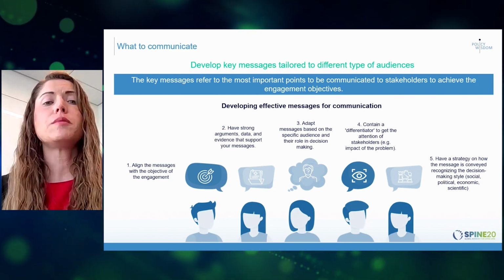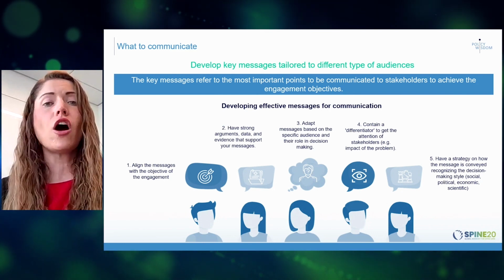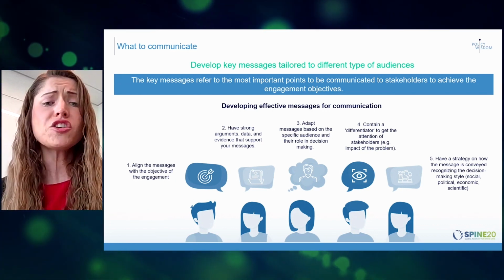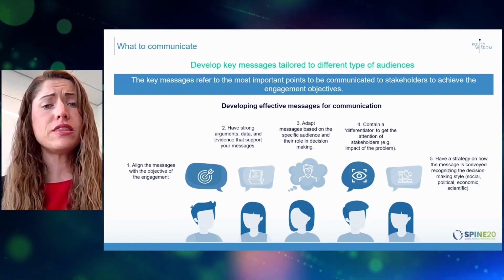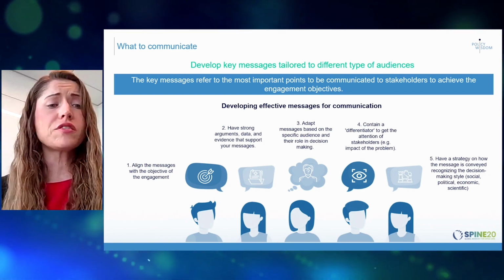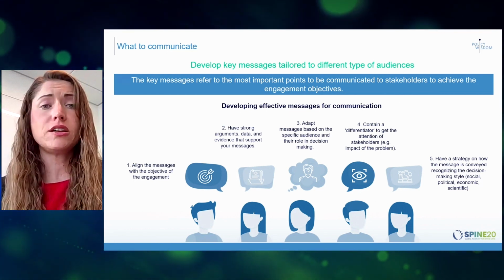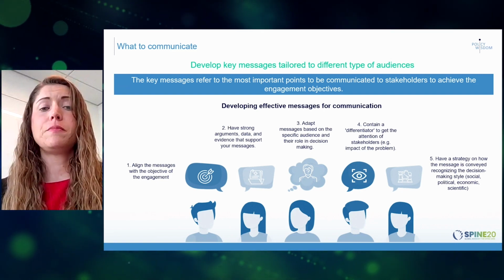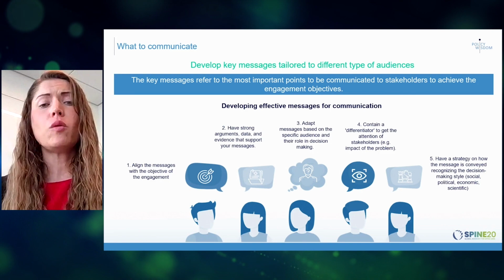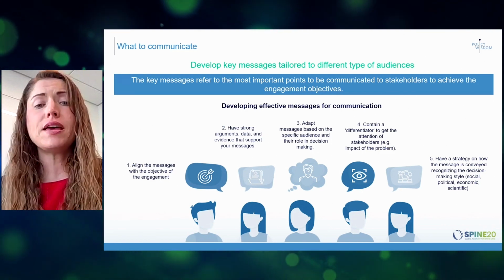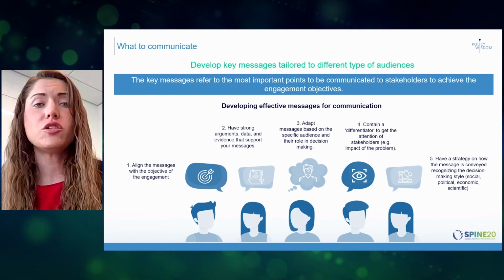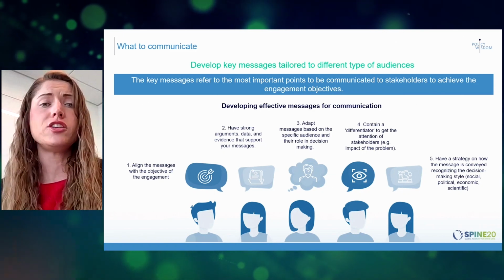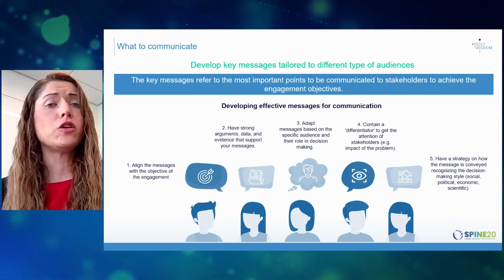So it's important to develop key messages that are tailored to different audiences and thus ensure more effective communication with these audiences. Just to briefly touch on ways of developing these effective tailored communications, first, you want to align the messages with the objective of the engagement. Have strong arguments and data that support your messages. And I'll get into this a little bit more in a moment, but you definitely need to adapt your messages based on the specific audiences and their roles in the decision-making process, understanding that policymakers are going to react differently to the messages than patients, than fellow providers.